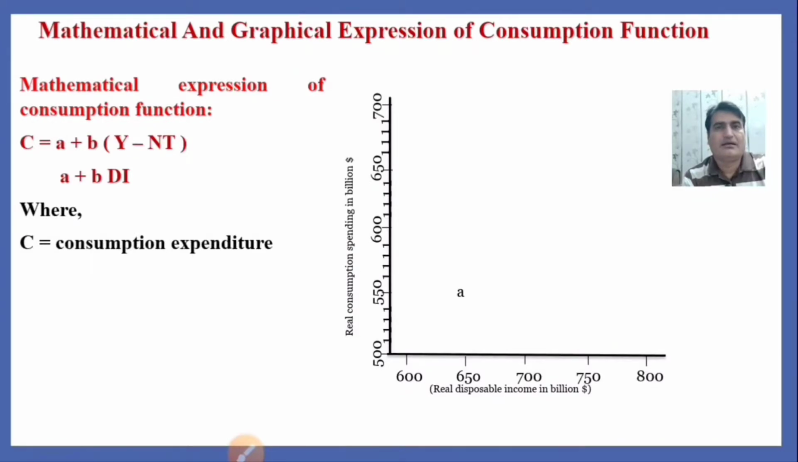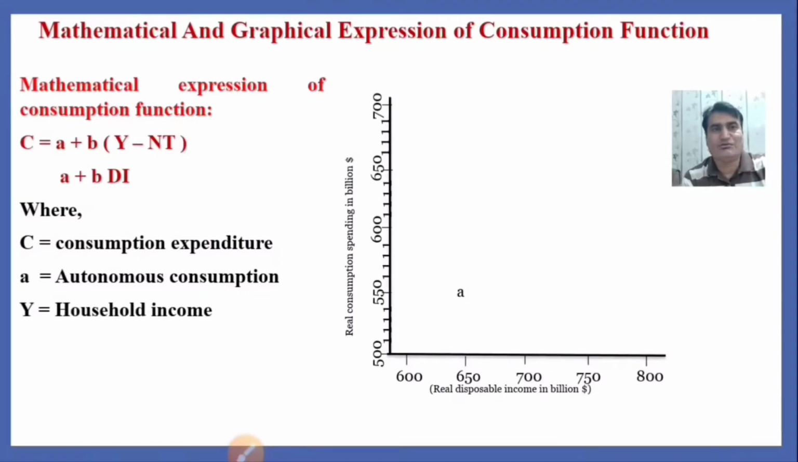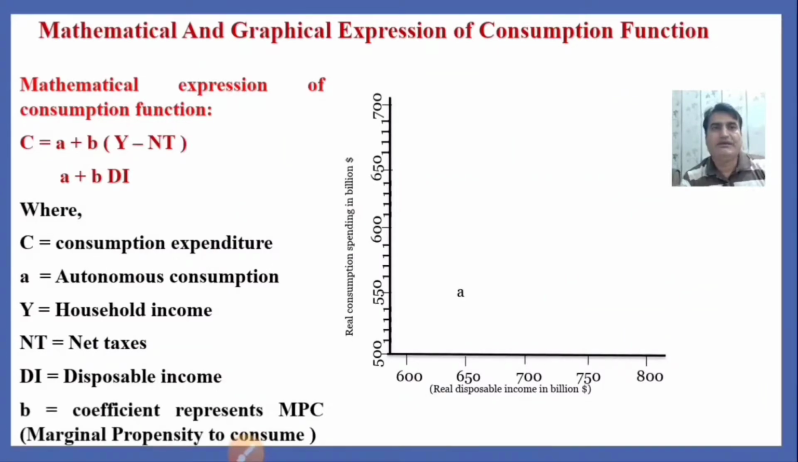Here C means consumption expenditure, A means autonomous consumption, Y means household income, NT means net taxes, DI means disposable income, and beta is the coefficient that represents the marginal propensity to consume.